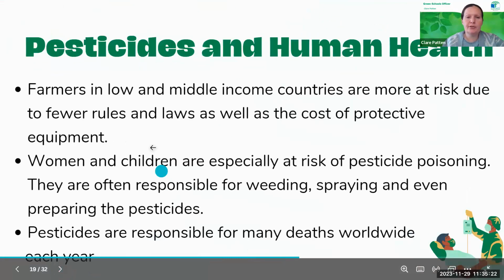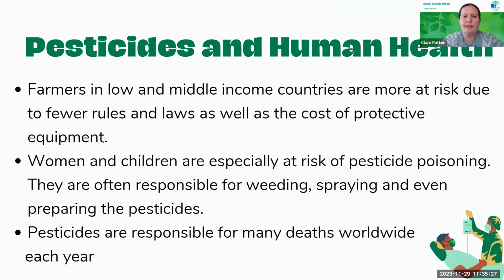And then the other problem, especially in low and middle income countries, so in countries that don't have as much money, as much income as we do in Ireland and Europe, there is often fewer rules and laws about what kind of pesticides can be used. Some of the strongest and most dangerous pesticides are not allowed to be used in Ireland and in Europe and in North America. But in other countries, there is fewer laws about them, and they are still being used. And these can actually be really dangerous for the people using them.